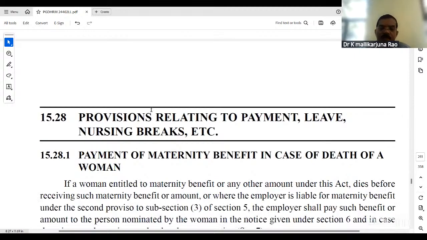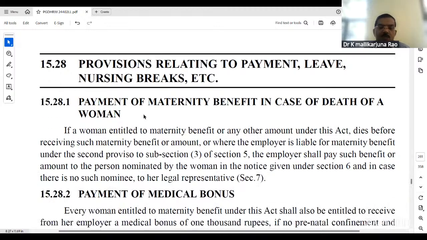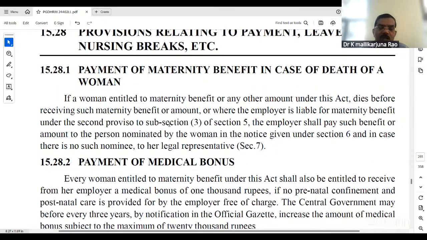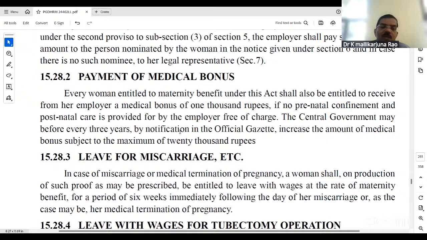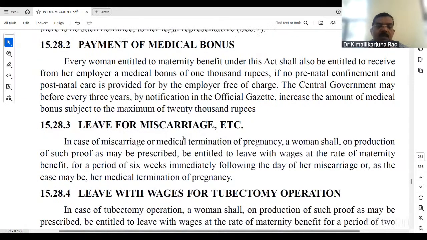So payment of maternity benefit in case of death of a woman is also mentioned in this Act under Section 5, subsections (2) and (3), and is clearly defined. So what benefits will we get if the mother dies at the time of delivery? Payment of medical bonus is also covered in this Maternity Benefit Act 1961.